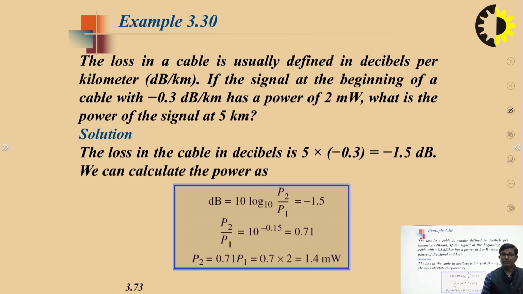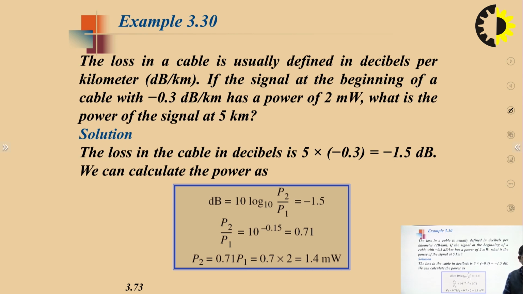Loss in the cable is usually defined in decibel per kilometer. If the signal at the beginning of a cable with 0.3 decibel per kilometer loss has a power of 2 milliwatt, what is the power of the signal at 5 kilometer? So, this is another example. The loss in the cable is 5 multiplied by minus 0.3, which gives minus 1.5 decibel.